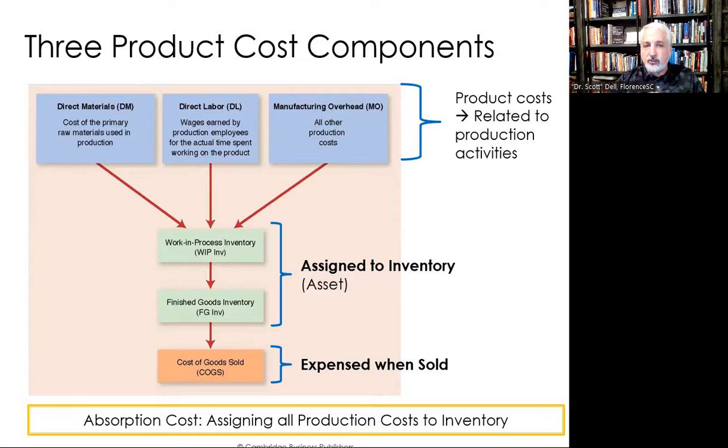So direct materials is the cost of the primary raw materials. If we're making cars, we're going to have to get sheet metal. We're going to have to get plastic. We're going to have to get pieces and parts. We might have to get batteries. We might have to get tires. Direct labor is the labor associated with assembling the cars on the assembly line, putting the things together, directly related to the manufacturer.